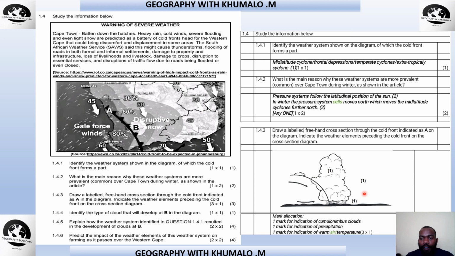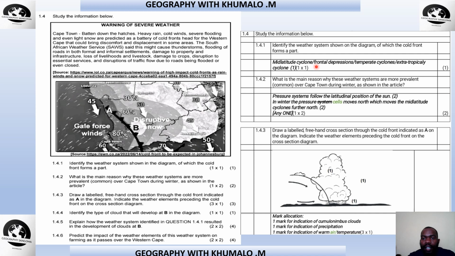Now in question 1.4, grade 12, you were given a mid-latitude cyclone here. Study the information below. Warning of severe weather. Again, I'm not going to read because you have read. You'll also read in your question paper. I'm just going to go straight into the questions and answers so that I can explain, because we don't have time.